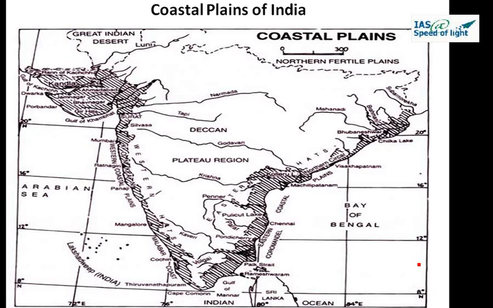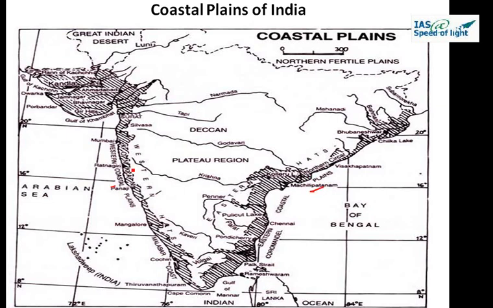So the coastal plains of India refers to a low flat area located adjacent to a water body, and in India it is particularly the sea. We can see on the map that the coastal plains are generally separated from the interior land and have less vegetation in comparison with the mainland. In India we have two coastal plains, the western coastal plains and the eastern coastal plains.